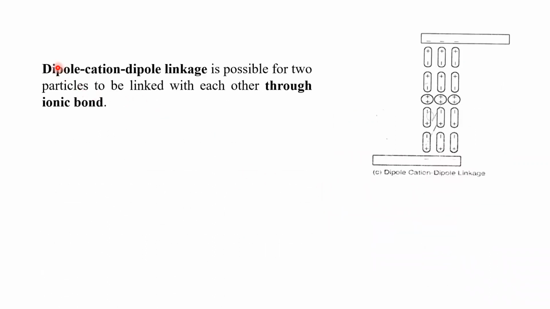You can see this is called the dipole, cation dipole linkage. As I told you in the beginning, the water molecules act as a dipole, plus minus, right? So it's possible for two particles to be linked with each other through ionic bond. Here you can see these particles have negative charges, and here the heavy metals may be there, right? The iron, manganese, whatever it may be. So how the connections are going to take place in between the soil particles.